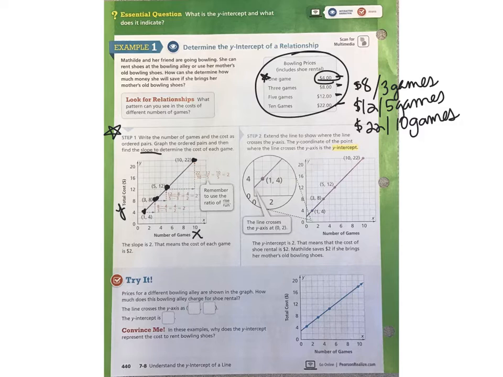To determine the cost for just a game of bowling, not including the cost of shoes, we're going to find the slope by subtracting our y-coordinates, subtracting our x-coordinates, and dividing. And what you'll notice is that between any 2 points on the line, the rise over run ratio is 2, which means the slope is 2. And the cost of each game must be $2.